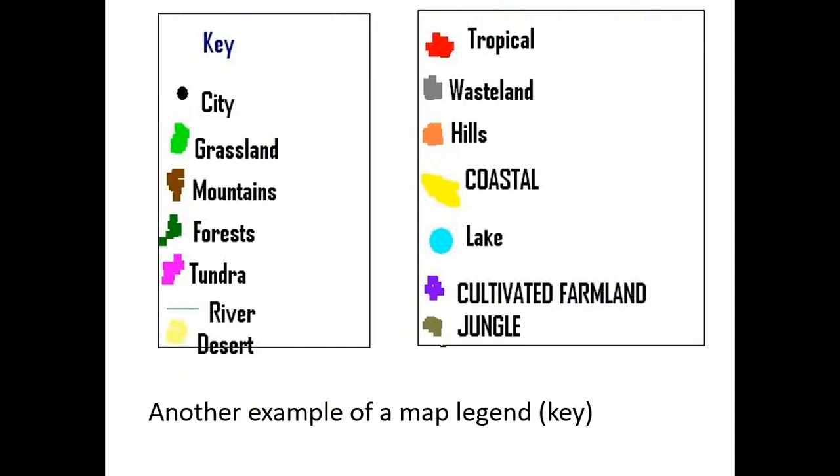Another example of map legends or keys can tell you what the land looks like, whether it's mountains, forests, whether it's a desert, tropical, or it's a city. They tell you what the land looks like. You all know that blue on a map represents water. And if you go there, that's what you're going to see in the land or on top of the land is water.